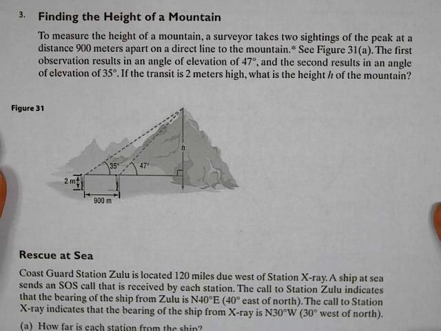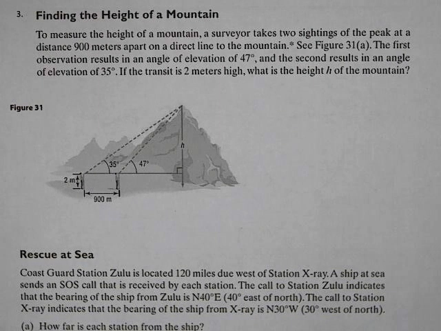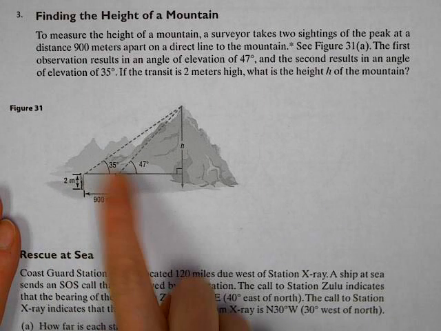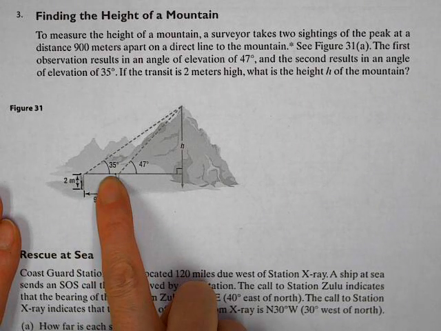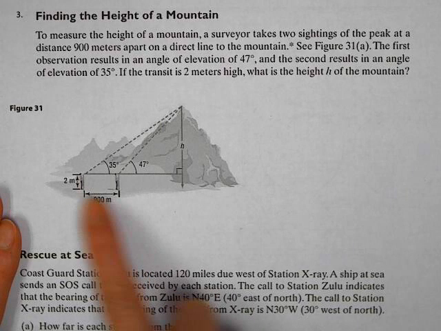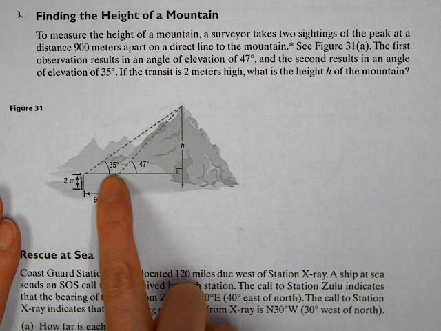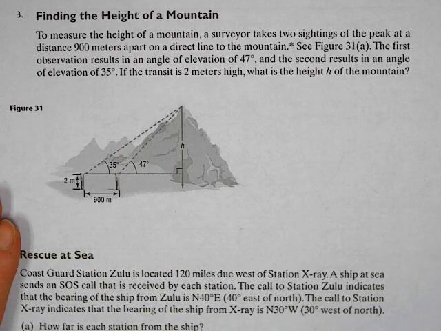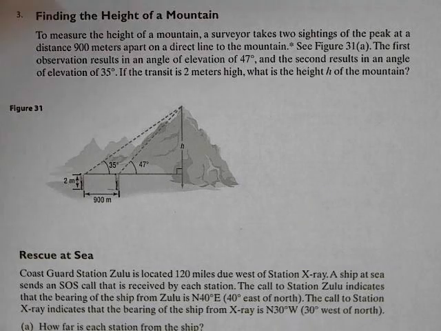How about? So find the height of the mountain. Okay, so let's see. So to measure the height of a mountain, a surveyor takes 2 sightings at the peak at a distance of 900 away from each other. The first observation results in an angle of 47 degrees, and then as the observer moves back, the angle of elevation gets smaller, 35 degrees. Okay, the transit is 2 meters high. What is the height of the mountain?